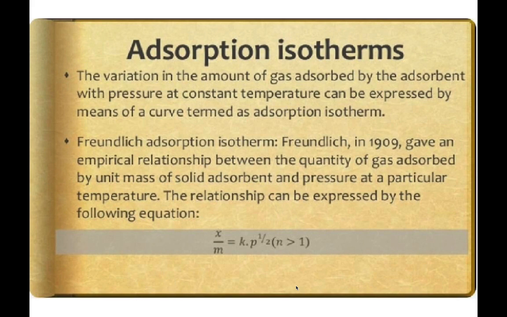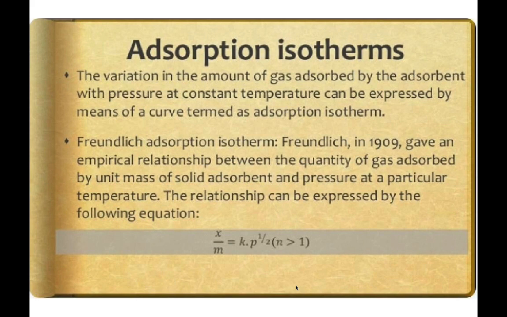In 1909, he gave an empirical relationship between the quantity of gas adsorbed by unit mass of solid adsorbent and pressure at a particular temperature. The relationship is expressed by the equation x/m = k p^(1/n), where n is greater than 1, and x is the mass of the gas adsorbed on mass m of the adsorbent at pressure p. k and n are constants which depend on the nature of the adsorbent and the gas at a particular temperature.